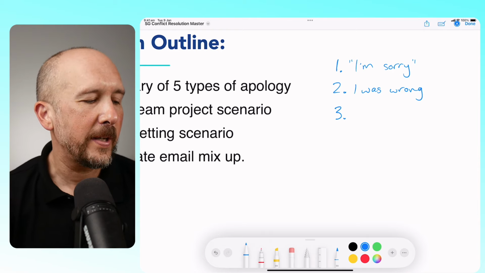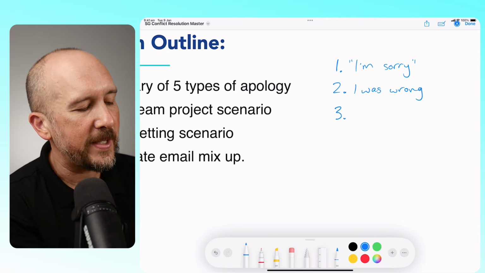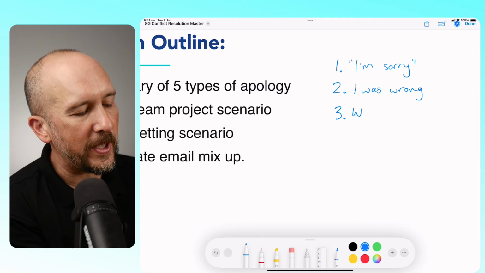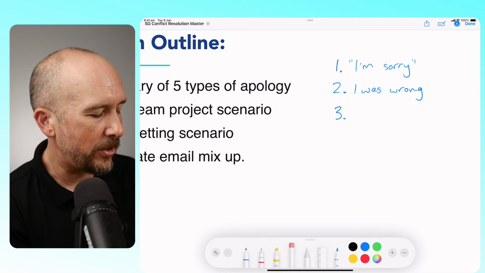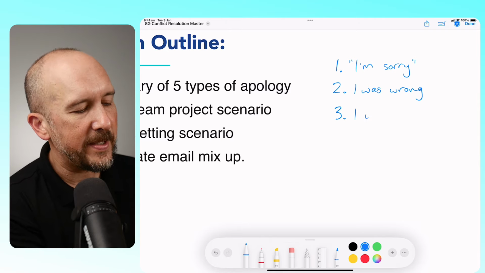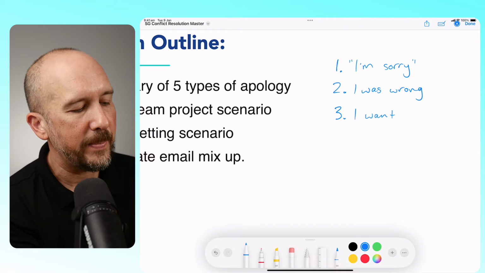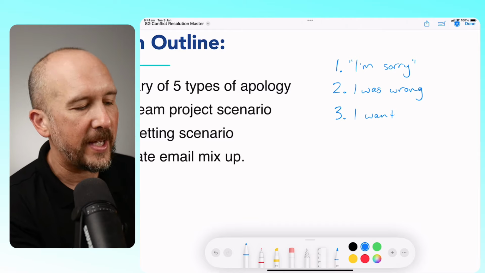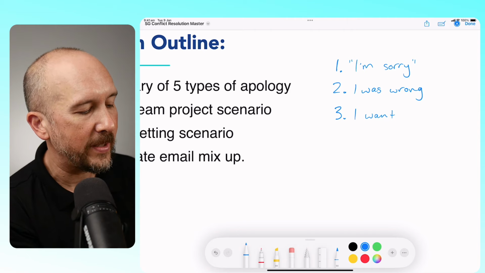We could say, I'm sorry. The second option is we could say I was wrong. The third option we could say is something like, I won't do it again. Like this isn't going to continue moving forward. You could say something like, I've taken these steps to prevent it from happening next time. You could explain why it's not going to happen again. We've allocated a different staff member or something like that.